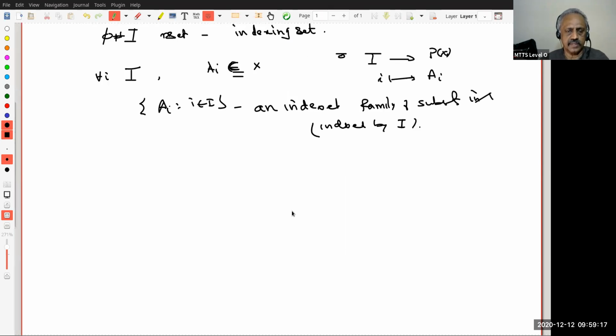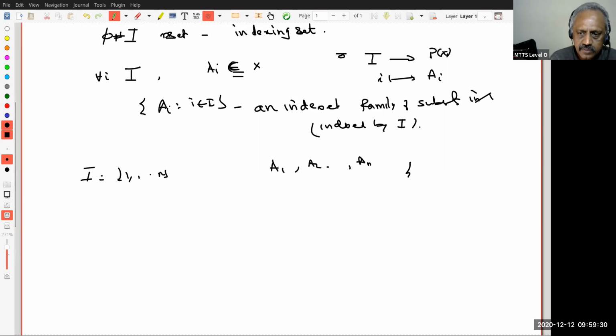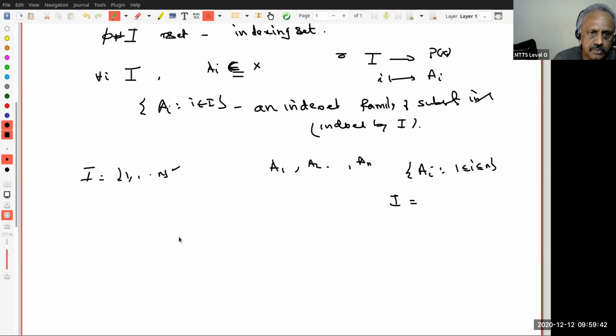Let's look at a very easy example. First, if I equals 1 to n, you know what it means. For each one I have A1, A2, up to An. That's it. So this is a special case: A_i, 1 less than or equal to i less than or equal to n. In this case, the indexing set is 1 to n. But I may also be able to do it for anything.